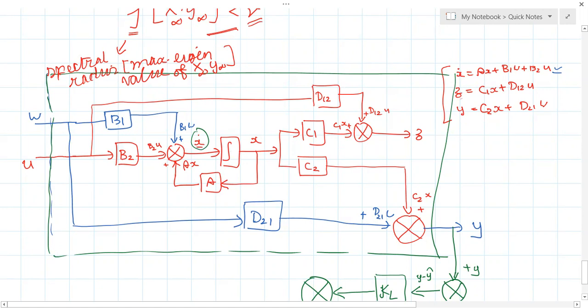When you pass the x dot through an integrator, what will you get? X. So there should be three terms: one containing x, one containing w, one containing u. So a channel from x must be there at a gain of a. So that is what is done here. So you will get ax signal here.